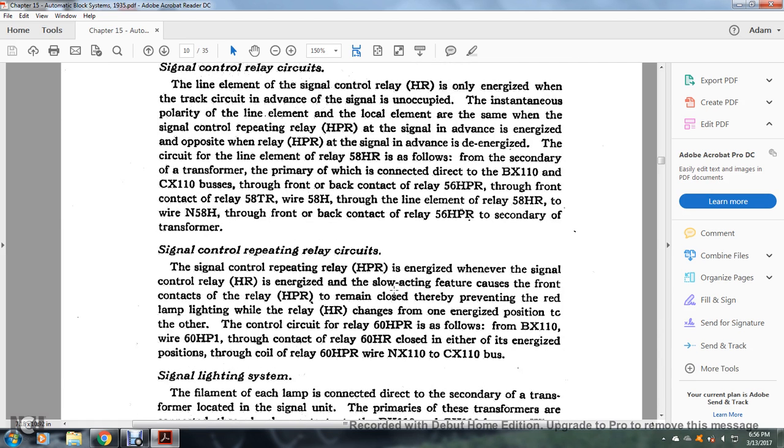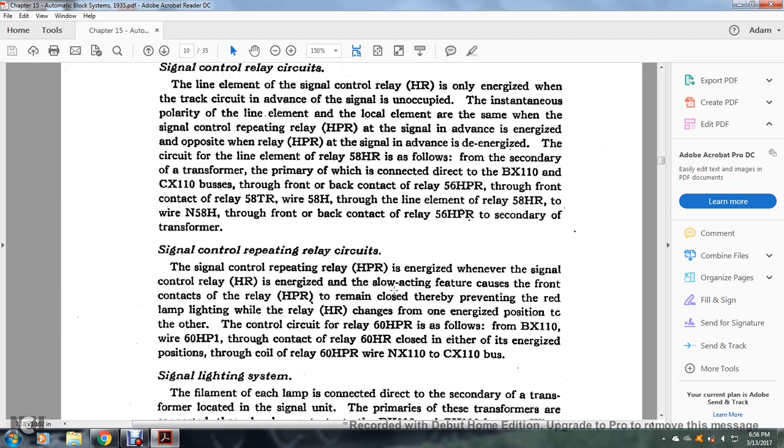Alright, single control relay circuits. Line element single control relay, or HR, is energized when the track circuit is advanced with the signal unoccupied. The instantaneous polarity of the line element and the local element is the same when the signal control repeating relay, or HPR, with the signal advanced is energized, with the opposite when relay HPR with the signal is advanced with the de-energized circuit with the line element with the relay A58HR.